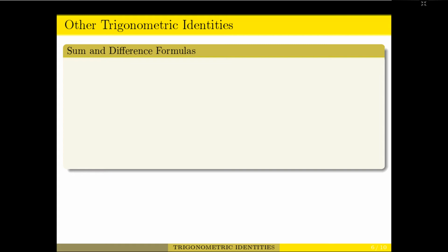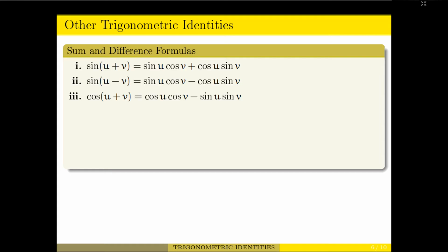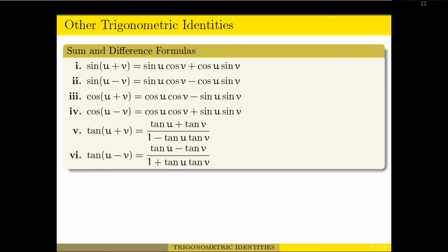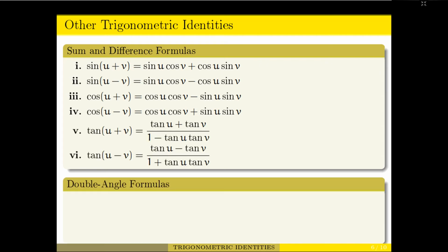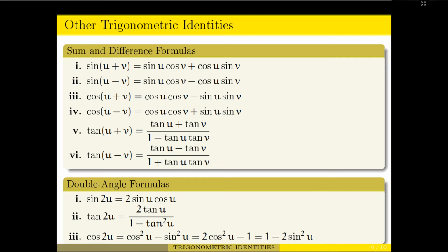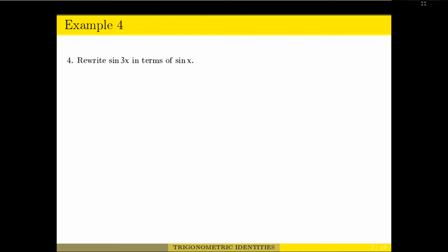Moving on to other trigonometric identities, we have the sum and difference formulas, that is for sine, cosine, and tangent. We also have the double angle formulas for sine, tangent, and cosine. Now let's try to apply it to this example. Rewrite sine 3x in terms of sine x.